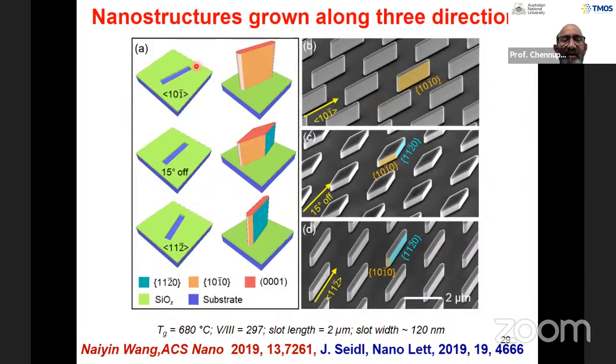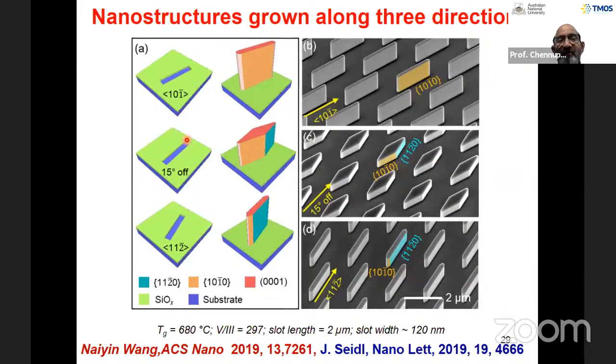But if you open this slot along another crystallographic orientation, 112 bar, in this case he also gets membranes. But these membranes are a bit thicker than these ones because some sort of lateral growth takes place. And the facets are quite different from these ones, like 112 bar 0 or so.